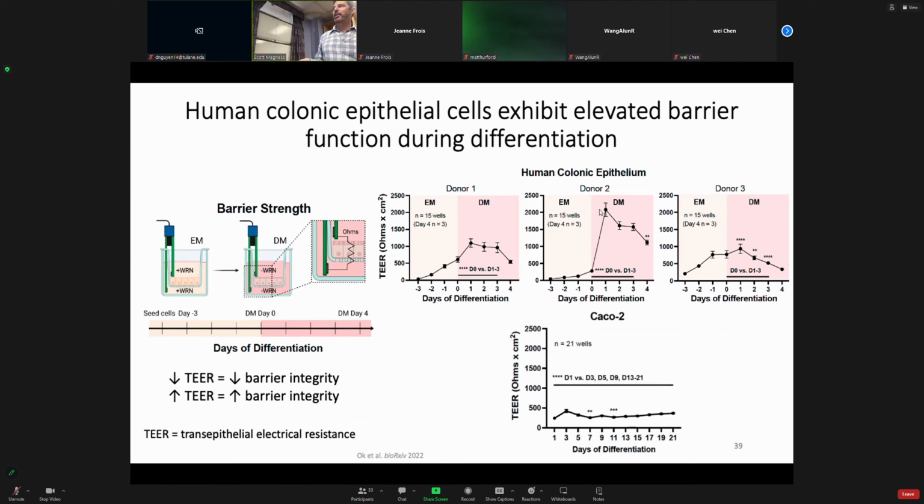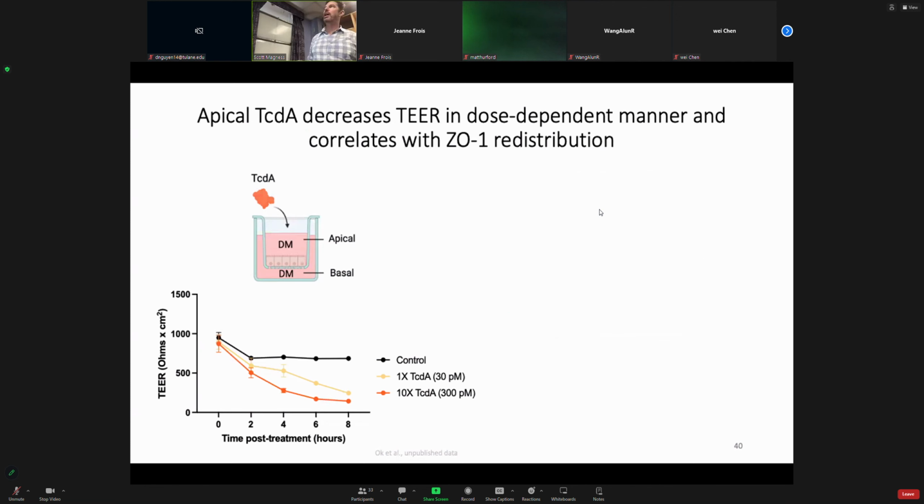And again, compared to CACO2, you can see that there's really no increase in that barrier function. So if you do apply something to the system that causes a drop in barrier function, but it's already low, the question is it really that relevant? And so that's another thing about CACO2s that are challenging to use.